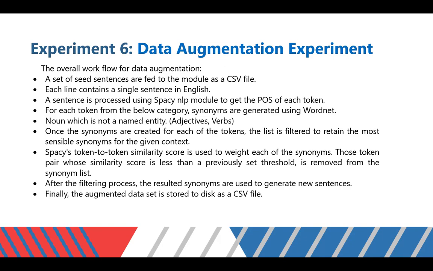The spaCy token-to-token similarity score is used to weight the synonyms. Those token pairs where the similarity score is less than a previously set threshold are removed from the synonym list. After the filtering process, the resulting synonyms are used to generate new sentences. Finally, the augmented data is stored to a CSV file.